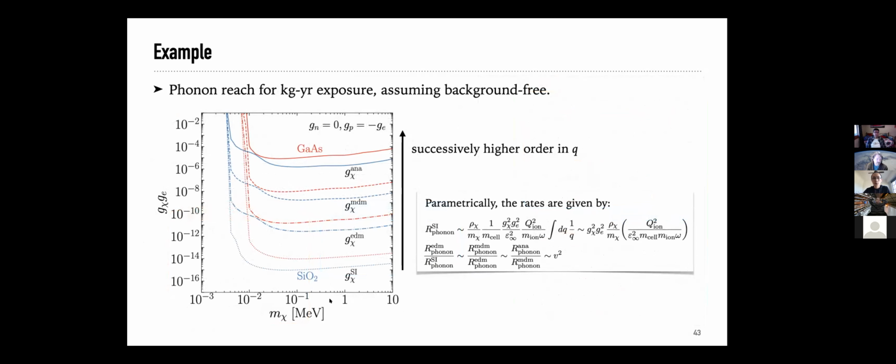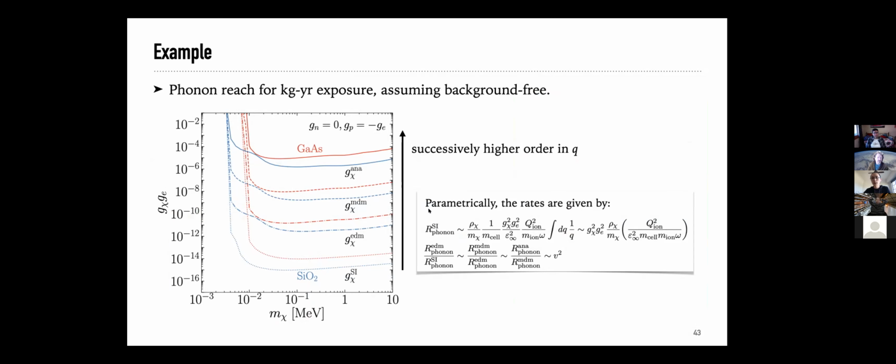Here I'm showing the projected reach for kilogram year exposure, assuming a background free experiment, basically 3 events per kilogram year, just in order to compare with previous calculations. Because these models are successively higher order in Q, we see that the reach gets successively weaker. Of course, the spin independent model has the best reach, and then the electric dipole model is one higher power, so it gets weaker, and the same for the other two models.